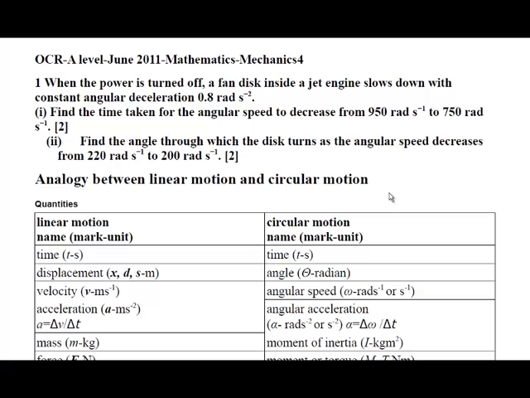When the power is turned off, a fan disk inside a jet engine slows down with constant angular deceleration 0.8. Find the time taken for the angular speed to decrease from 950 to 750. First, I am going to talk about the analogy between linear motion and circular motion.